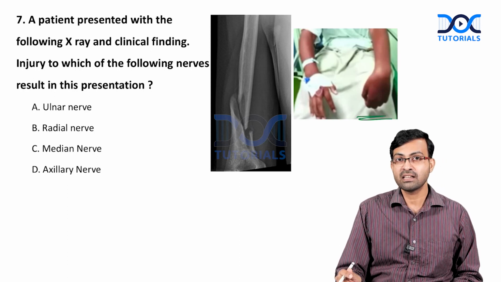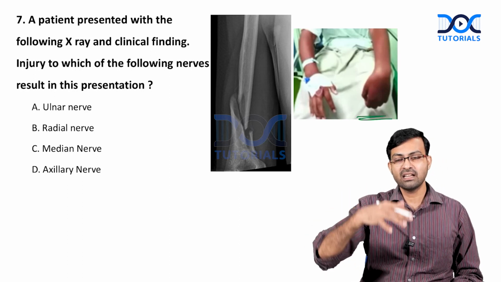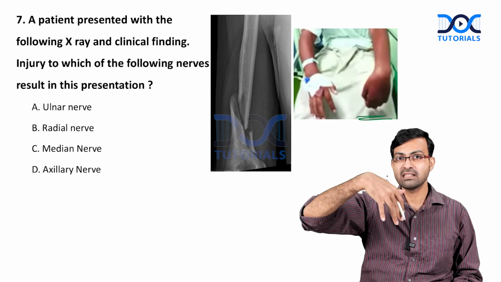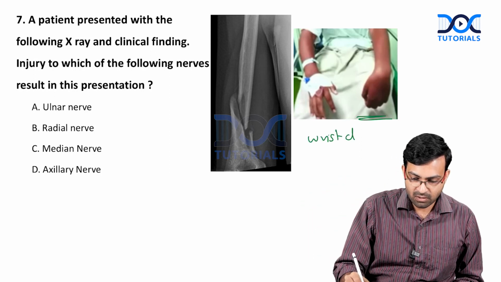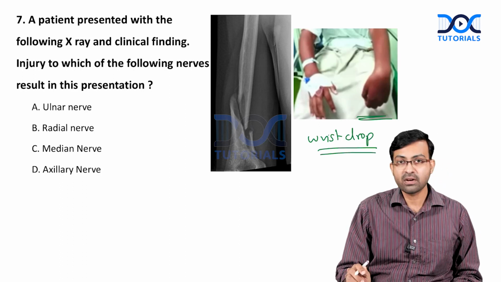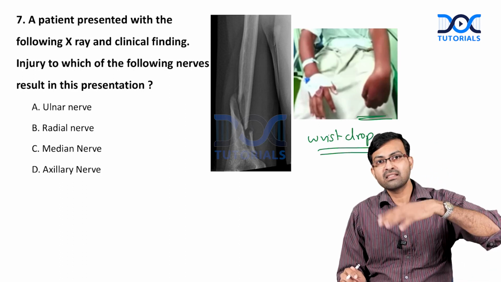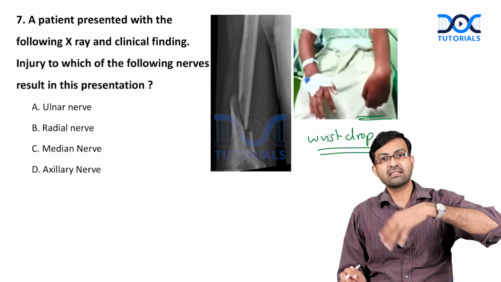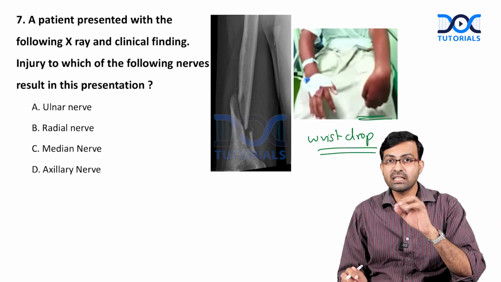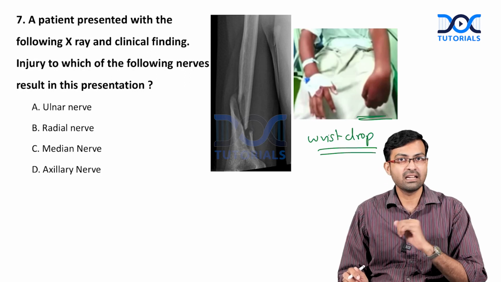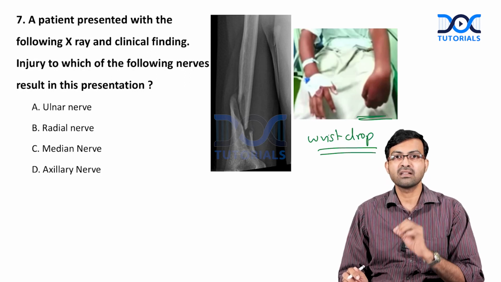This is your classical wrist drop, isn't it? The wrist is dropped down, or it is in palmar flexion. This is the classical wrist drop. Wrist drop occurs because of the paralysis of the extensors of the wrist joint. The extensors of the wrist joints are paralyzed, and the nerve supplying all the wrist extensors is the radial nerve. So radial nerve injury is what results in wrist drop.